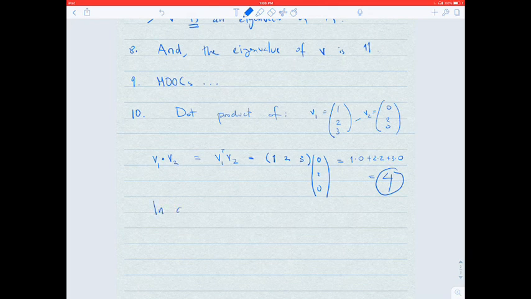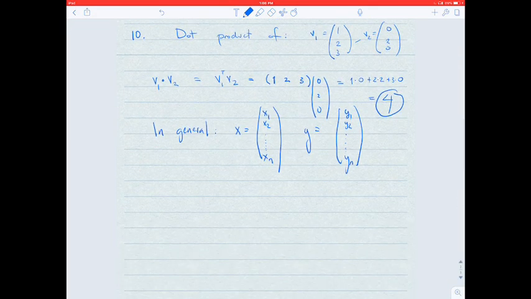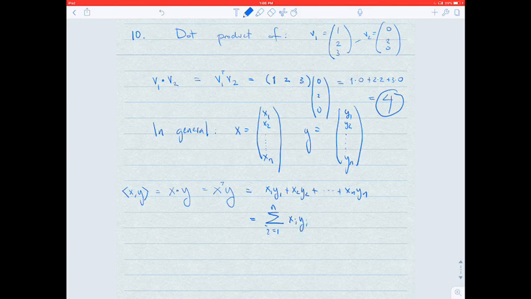Okay, so in general, if I have a vector x, which is x1, x2, xn, and a vector y, y1, y2, yn, then the dot product of x with y, which is the same as x transpose y, and by the way, sometimes you'll also see this bracket notation, x comma y, is equal to x1 y1 plus x2 y2 plus xn yn, or using summation notation, the sum from i equals 1 to n of xi times yi. But the answer to this question is, again, just 4.